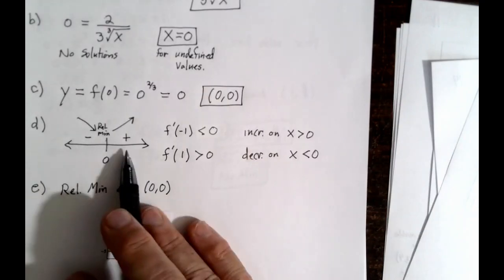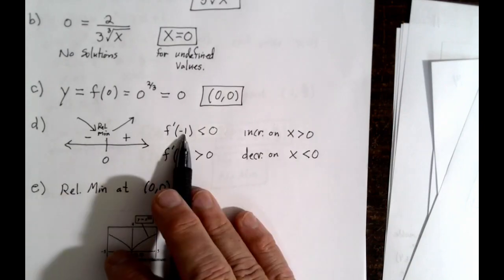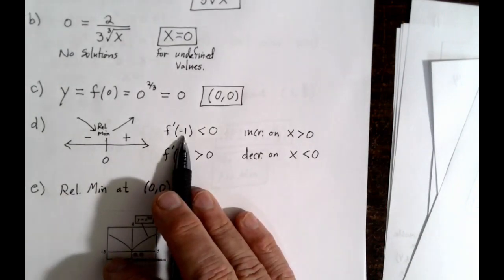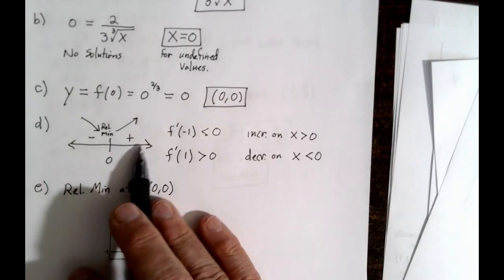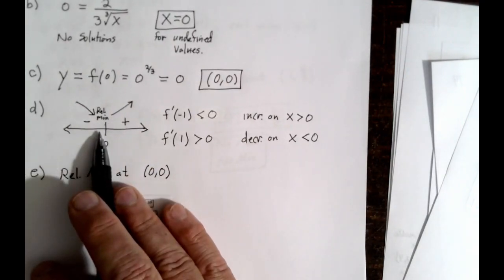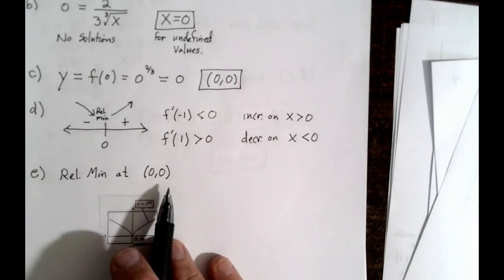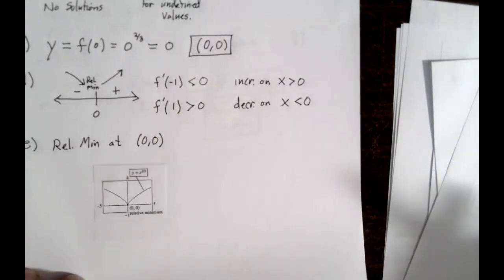Divide up your number line into two regions here, divided by the one critical value you have of 0. And when you check the first derivative in each region, you get minus plus, so you know you have a relative min there. You know it's decreasing less than 0. You know it's increasing greater than 0. So you have a relative min at 0, 0, and that's what your graph looks like.